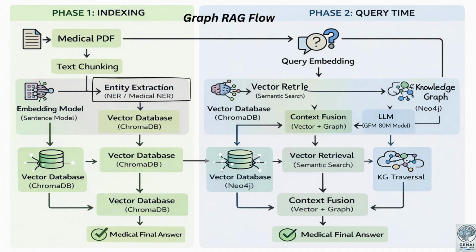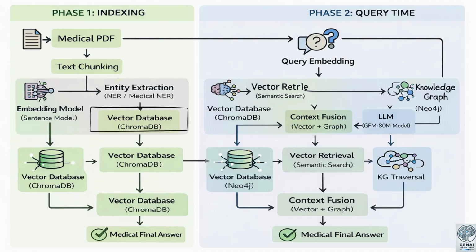The embeddings generated earlier are stored inside the vector database, ChromaDB. This database allows semantic similarity search later during query time. The entities extracted from the document are also linked with text chunks and stored again inside the vector database ChromaDB for structured retrieval. Below that, the processed information continues to be stored and organized inside another layer of ChromaDB to ensure all chunks are indexed properly.